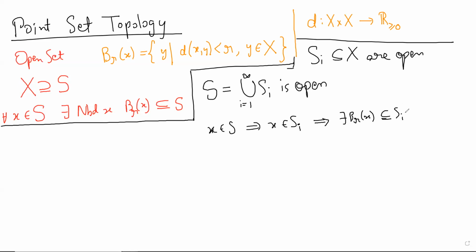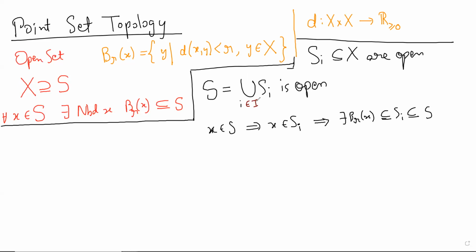But then S_i is contained in this countable union of S_i's. And so we get that this neighborhood is also contained in this union. So it is an interior point, and hence this union is open. And in fact, you see that there is no role of countable here. It could be any collection of open sets. Countable is already infinite, but any collection.